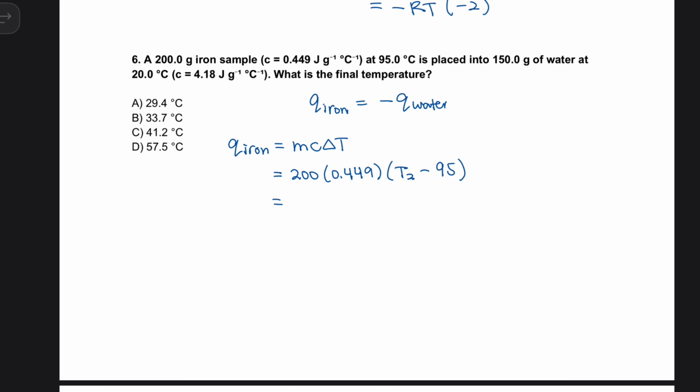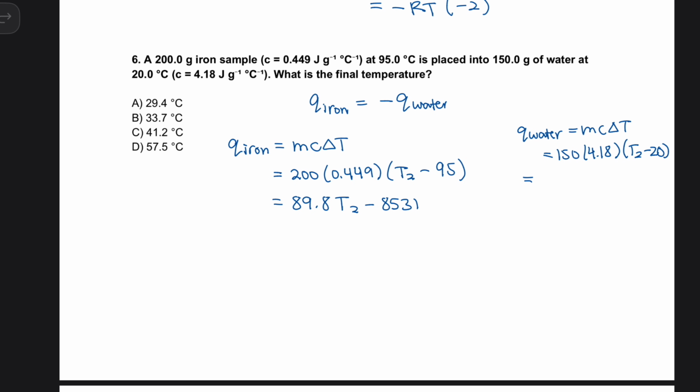And then if we simplify this, we'll get 89.8 times T2 minus 8531. And then let's do the same for water. So Q water equals MC delta T again. We have 150 grams, 4.18. And then for the temperature, because the iron sample is being placed into water, the final temperature is going to be the same for both the iron and the water. So we'll have the same final temperature. So I can write T2 again, minus the initial, which is 20 degrees Celsius.